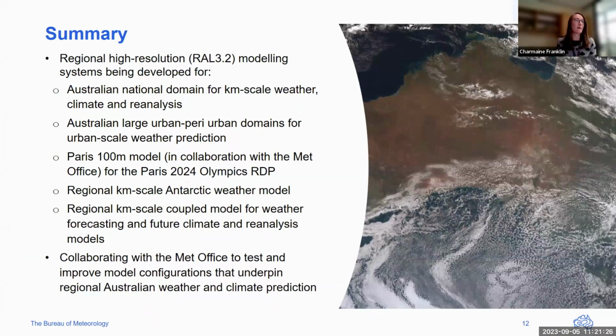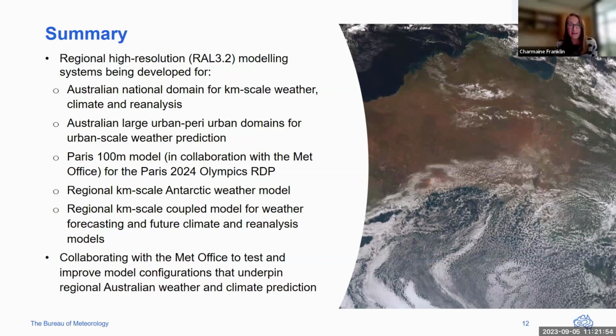So just in summary, we're developing regional high-resolution modelling systems using this RAL 3.2 configuration for the Australian national domain for kilometre scale weather, climate and reanalysis. We're developing large urban and peri-urban domains for our urban scale modelling systems. We have set up a 100-metre model over Paris, and that's in collaboration with the Met Office to support the forecasting for the Paris 2024 Olympics Research Demonstration Project.